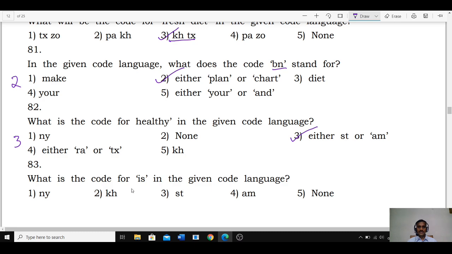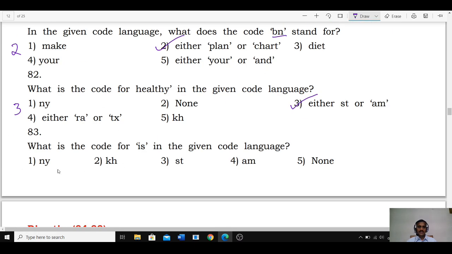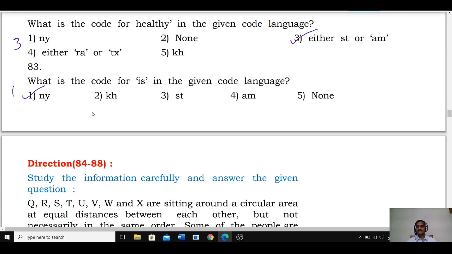82. What is the code for is? The code for is NY. NY, that is choice 1. 83. Now these are the words and their corresponding codes. Done with this?